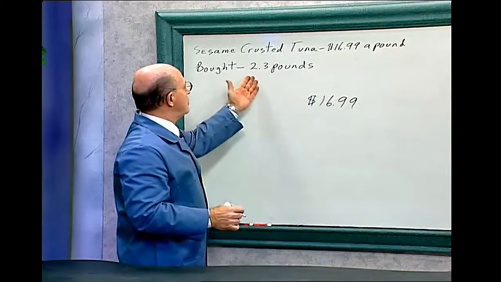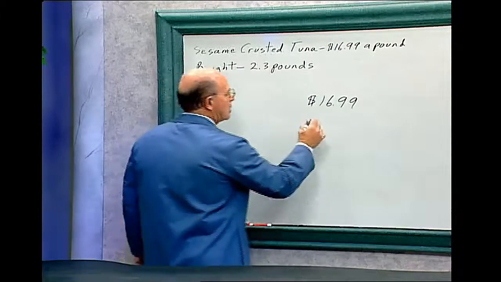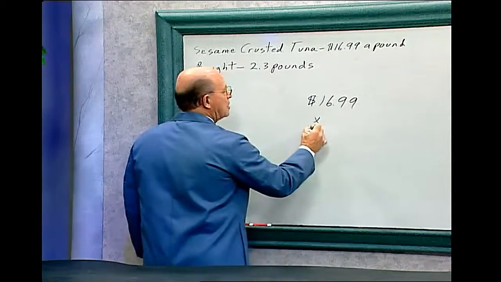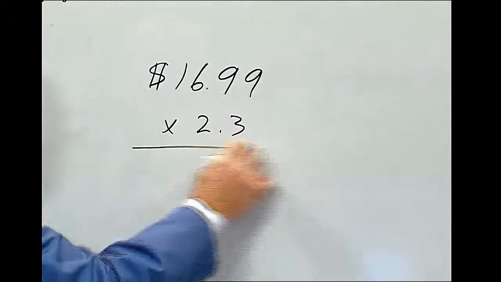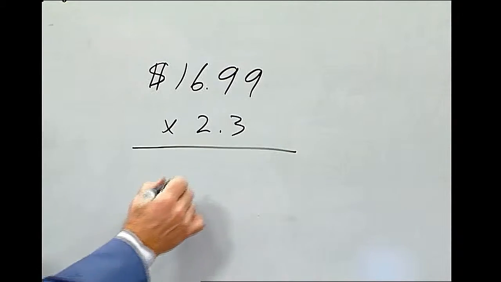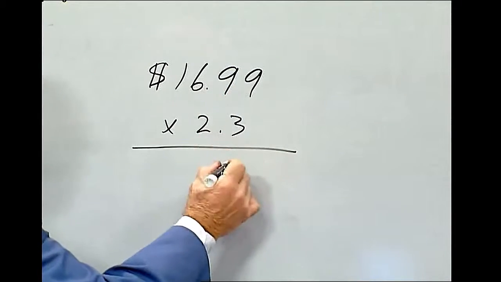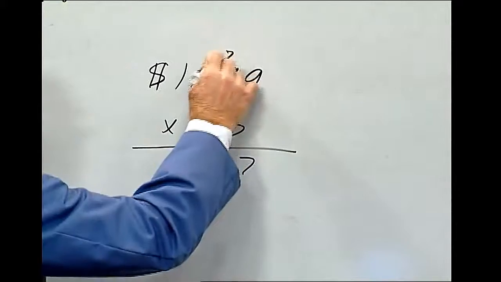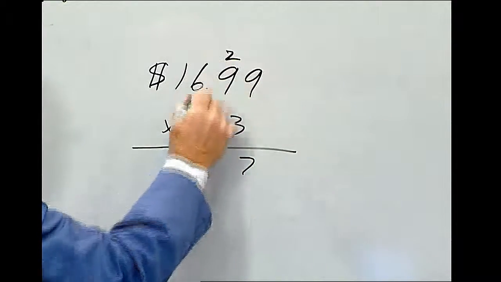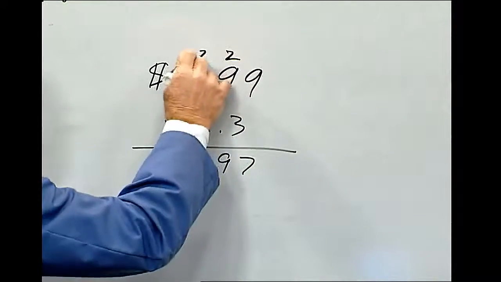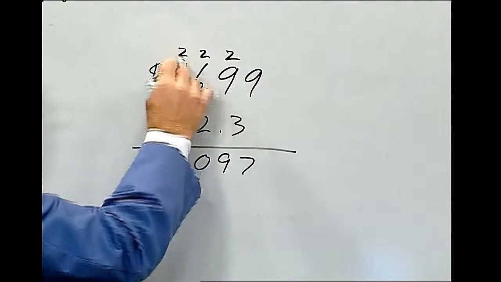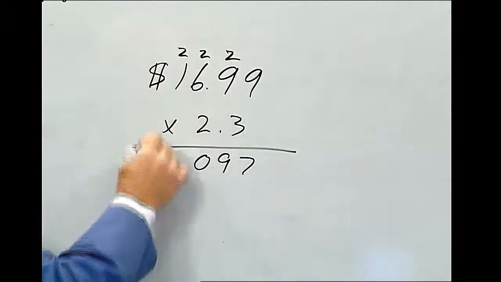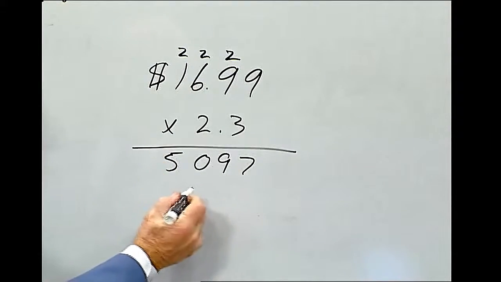And so it's at 2.3 pounds. So we've got to multiply $16.99 by 2.3. Let's complete the problem. 3 times 9 is 27. Carry the 2. 3 times 6 is 18, plus 2 is 20. 3 times 1 is 3, plus 2 is 5.